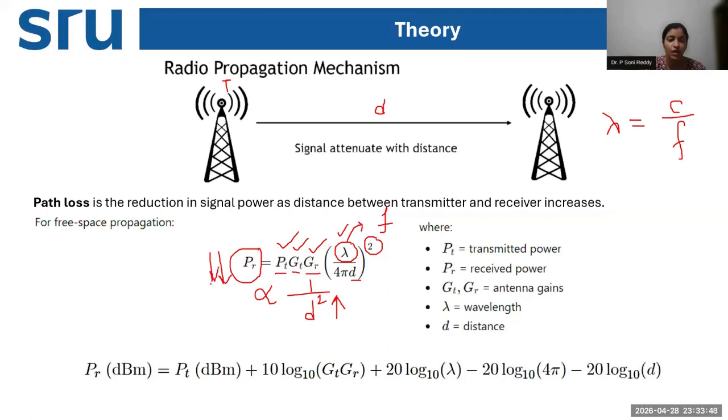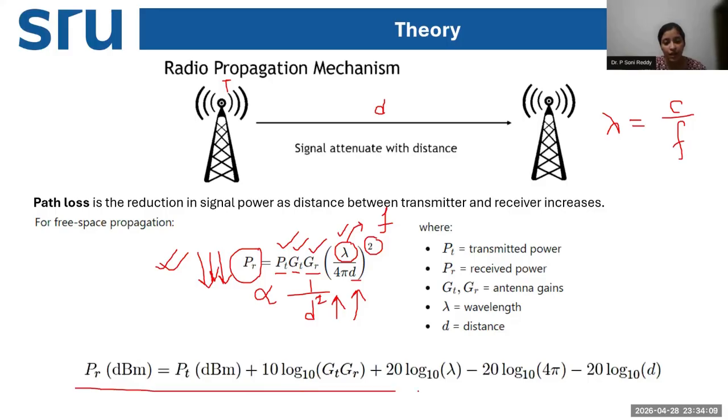Why am I drawing a downward arrow twice? Because it is inversely proportional to the square of the distance. So inversely proportional to the square of the distance means even a slight increase in the distance will result in a very big variation or reduction in the received signal power. Okay, so this equation is very, very important.